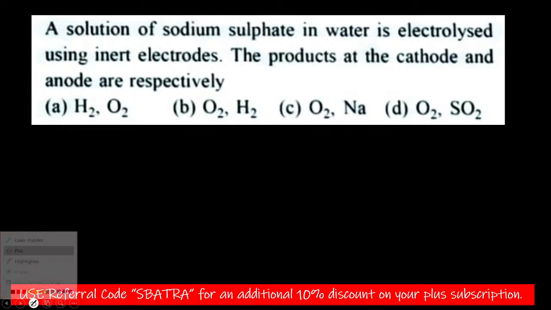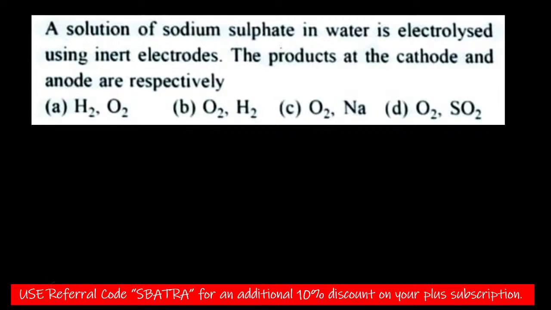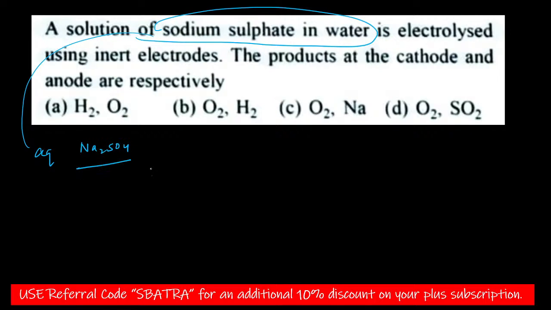The question is: a solution of sodium sulfate in water, that means an aqueous solution of sodium sulfate, is electrolyzed using inert electrodes. The products at the cathode and anode are, respectively, what? So this is your question.